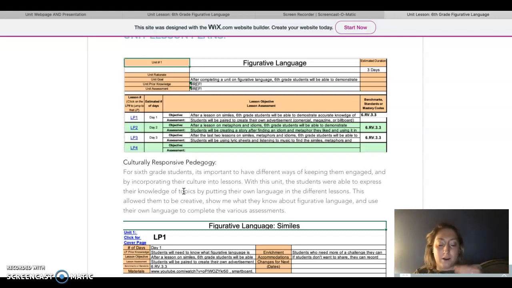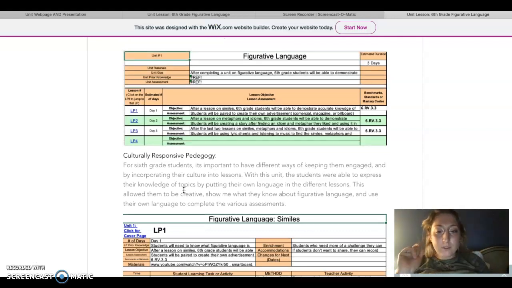Throughout the lessons, I had a writing assignment where the students were able to express themselves. I did Mad Libs, and then an advertisement piece where the students got into groups and were able to bring in their cultures and language, and demonstrate what they know.